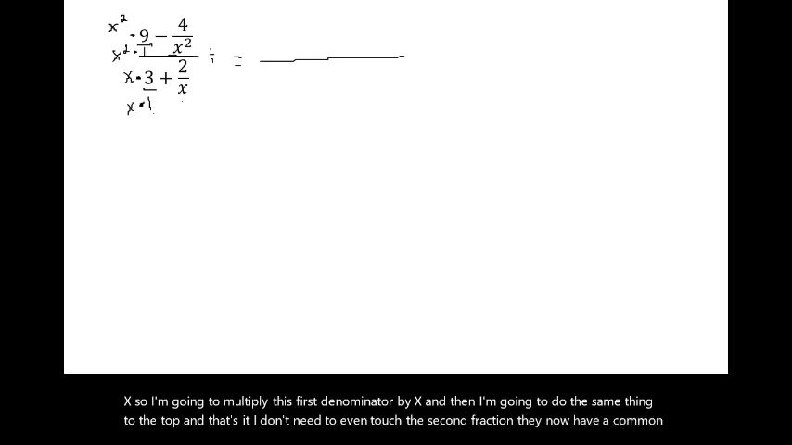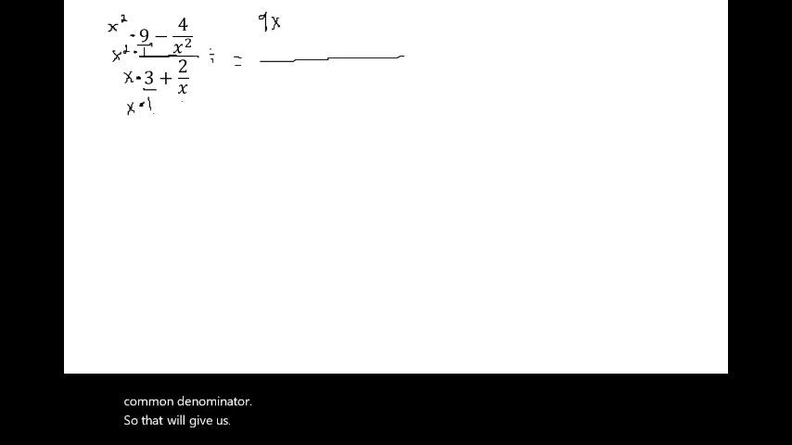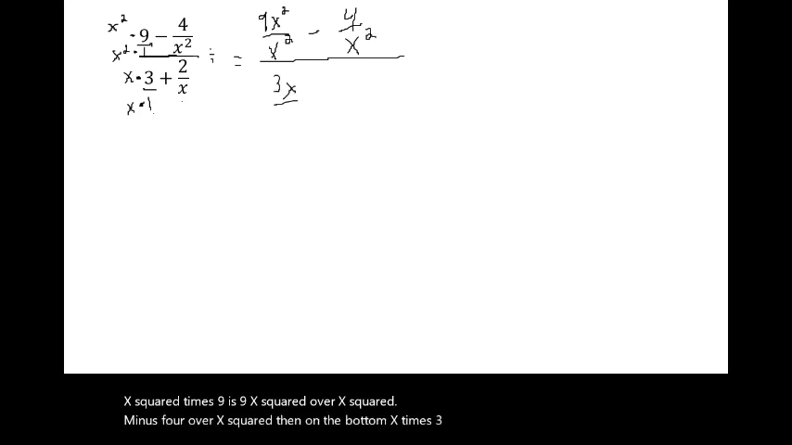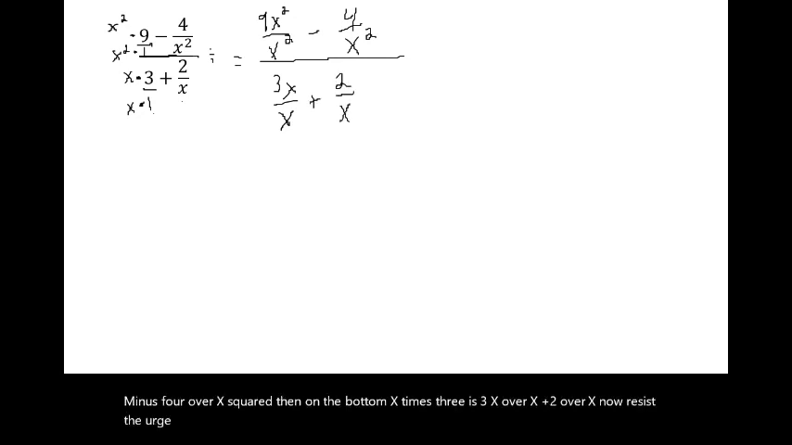So that will give us x squared times 9 is 9x squared over x squared minus 4 over x squared. Then on the bottom, x times 3 is 3x over x plus 2 over x. Now resist the urge to cancel anything out. Remember, the whole point of that was so that you could find common denominators and do that addition and subtraction.